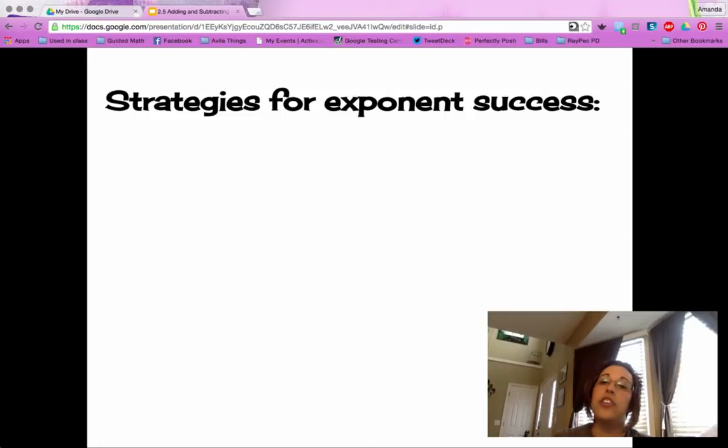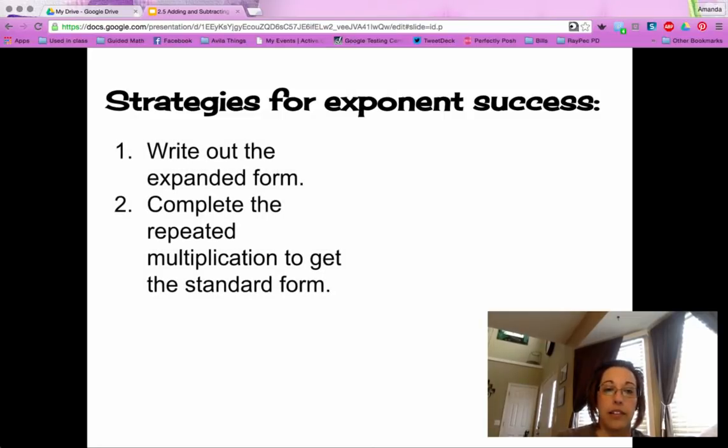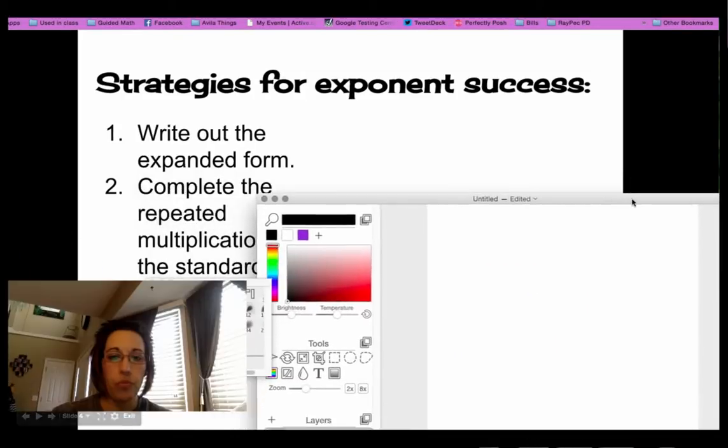So strategies for exponent success. First, we want to write out the expanded form, complete the repeated multiplication to get the standard form, and that's really it. Exponents are easy once you see the pattern of how they work. So let's go ahead and pull up some exponents here and do a few practice problems together.